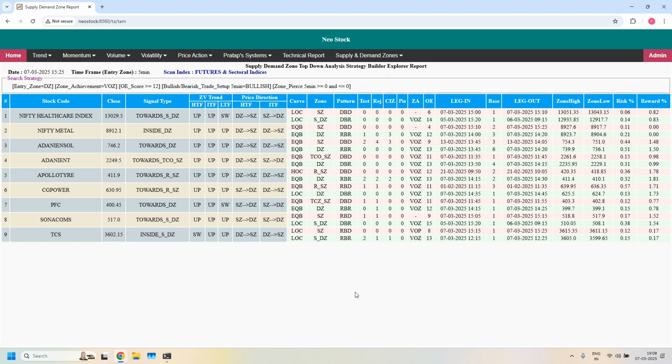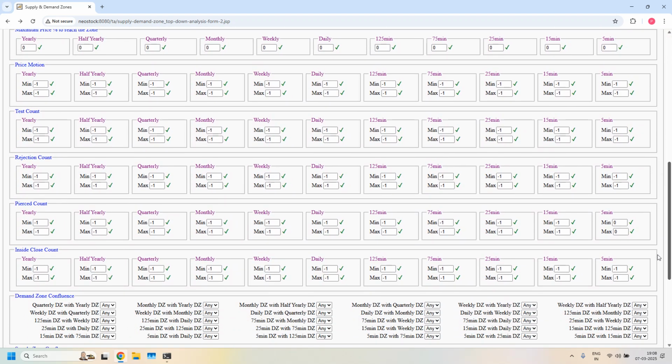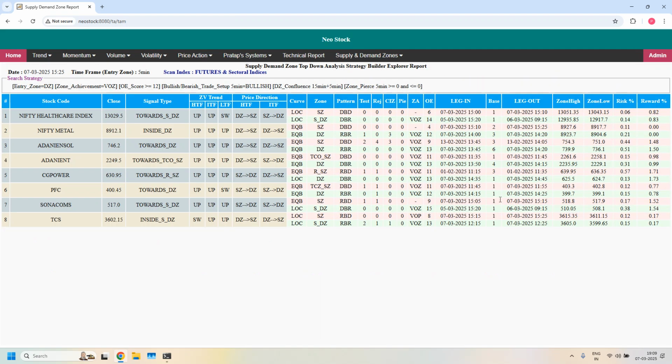First filter is LTF and ITF demand zone confluence. That is 5 minutes and 15 minutes demand zone confluence. Let's verify out of these 9 how many are having LTF, ITF demand zone confluence. That is 5 minutes demand zone with 15 minutes demand zone confluence. I enabled the filter. Out of 9, we got 8 stocks. All these 8 stocks, these 5 minutes demand zones are overlapped with 15 minutes demand zones. And 15 minutes trend, ITF trend is up in all these stocks.